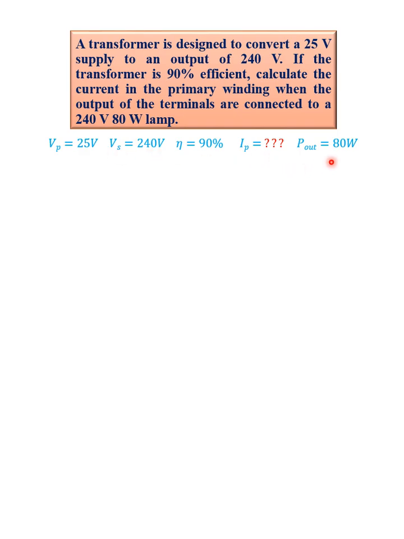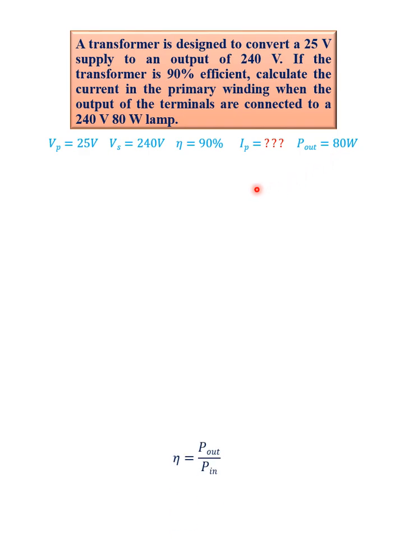So it's telling you the lamp is 80 watts and rated at 240 volts, same as the output voltage of the transformer at the secondary, right? So we know the output power, we know all the other parameters, and we're looking for the primary current, which is the current flowing in the primary winding. Since we are given the output power, if we know the input power, which is the primary power of the transformer, we can calculate the primary current. So let's look for the relationship between efficiency, the output power, and the input power.